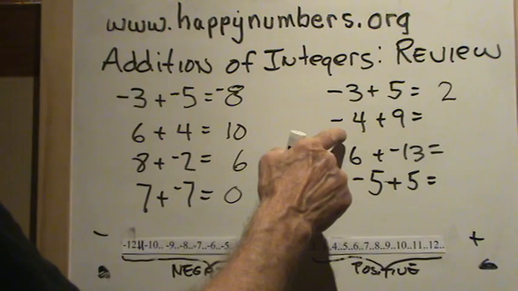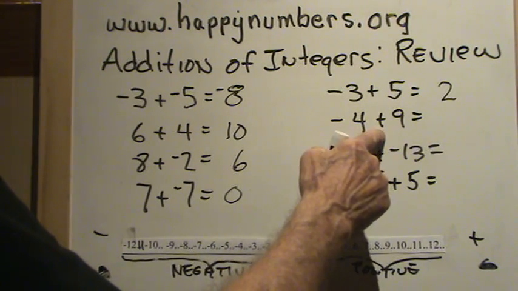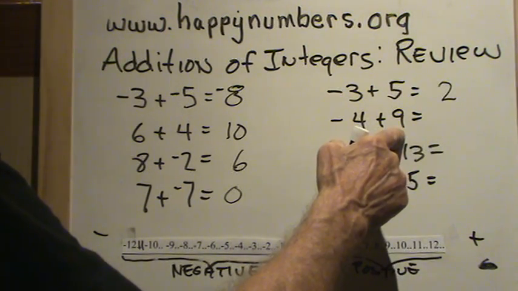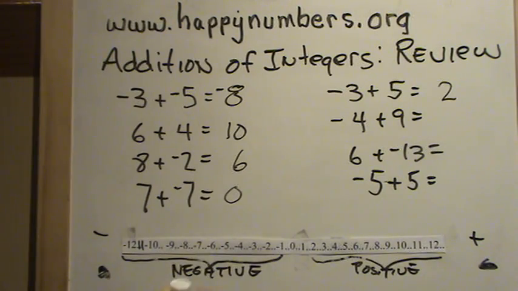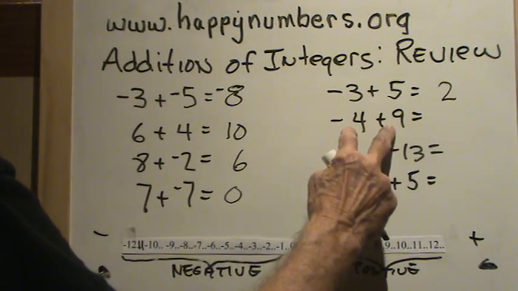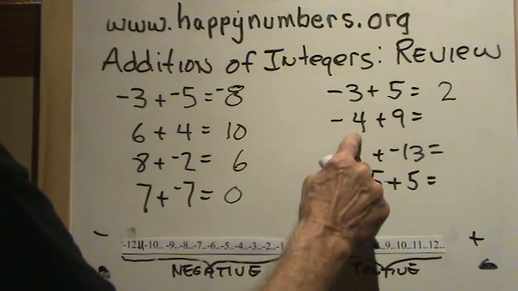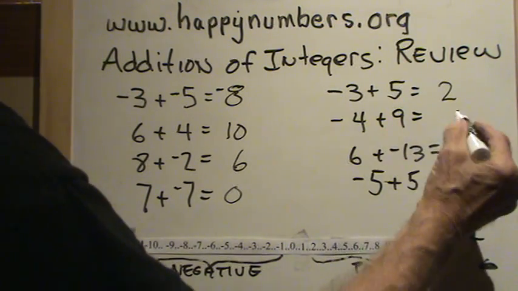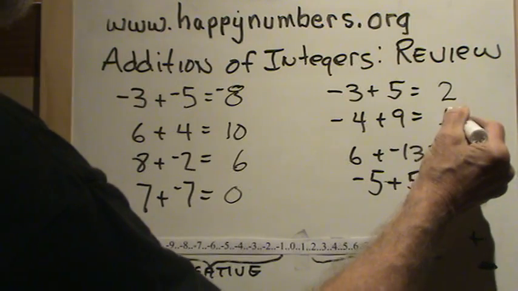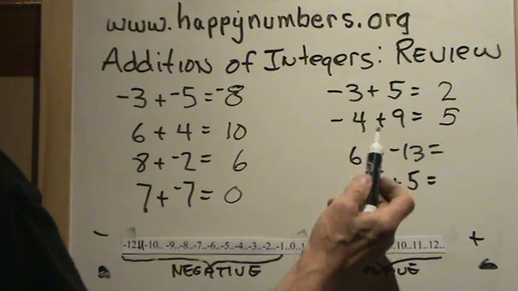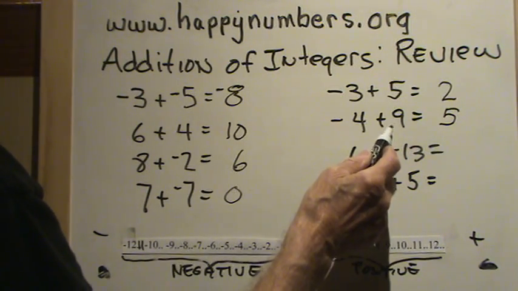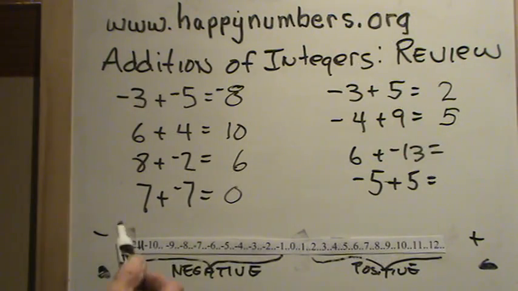Same type of an example, -4 plus +9. Signs are different, so I ignore the signs. I take the smaller number away from the larger number. If I take 4 away from 9, I have 5. And I use the sign of the larger number. 9 is the larger number and it's positive, so +5.